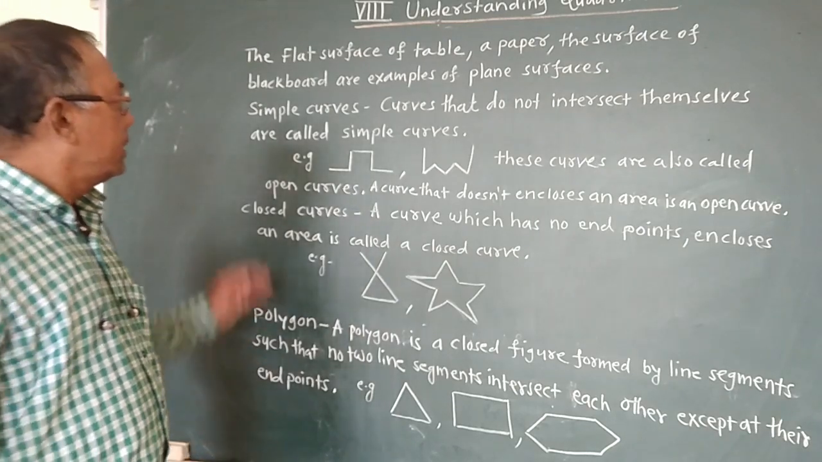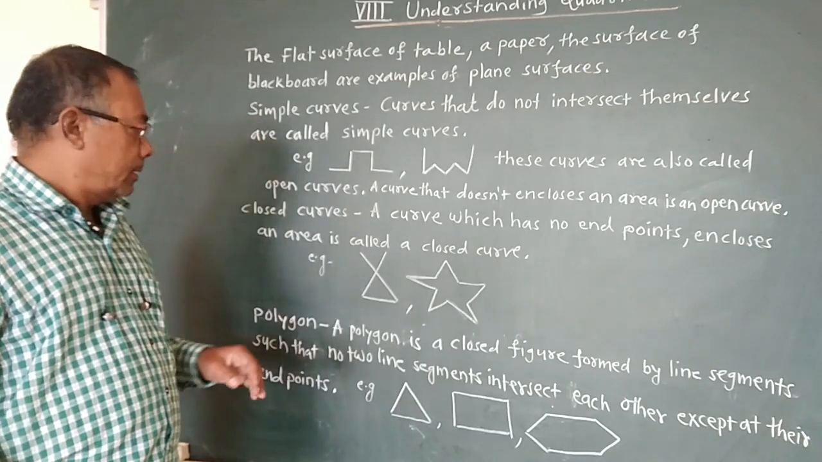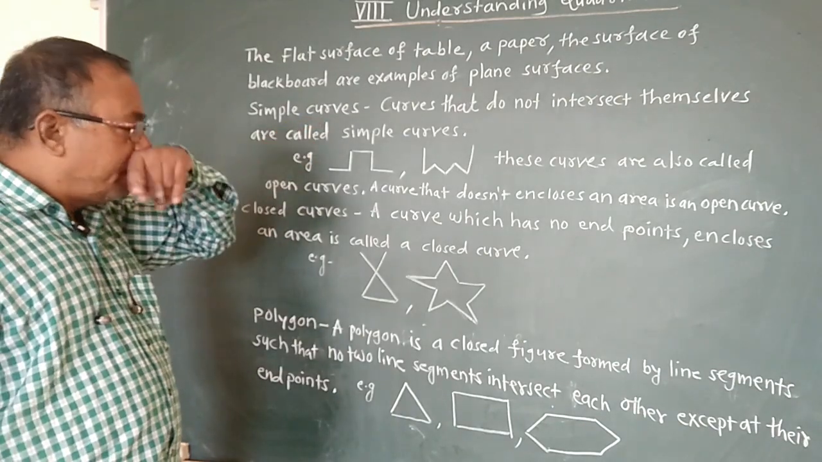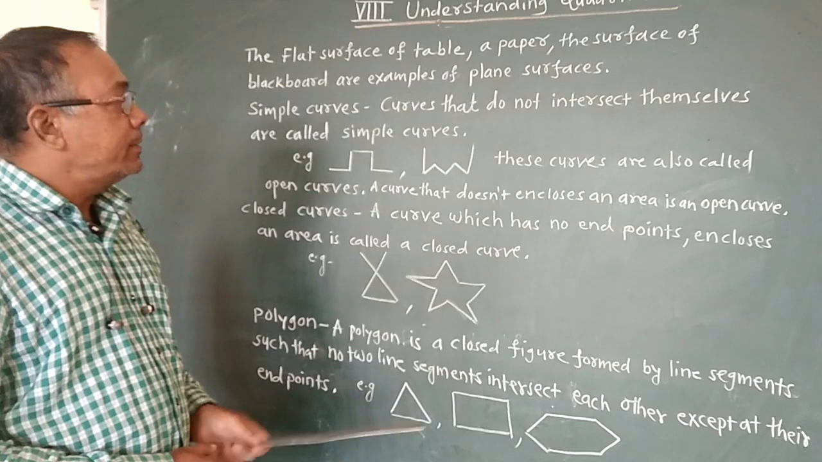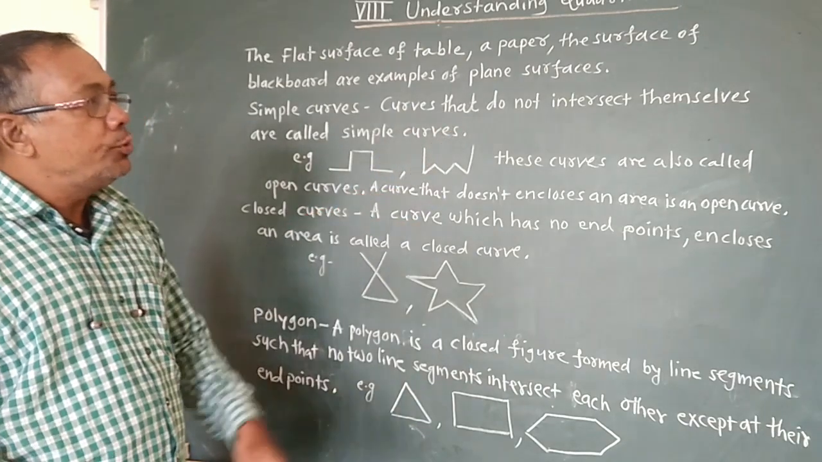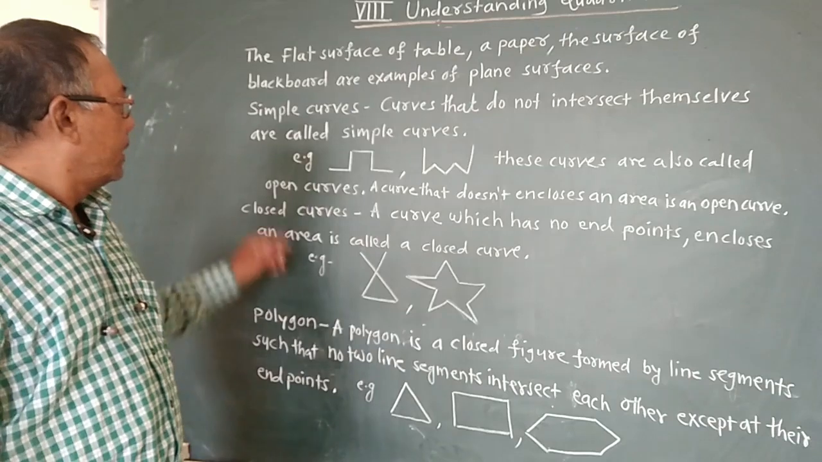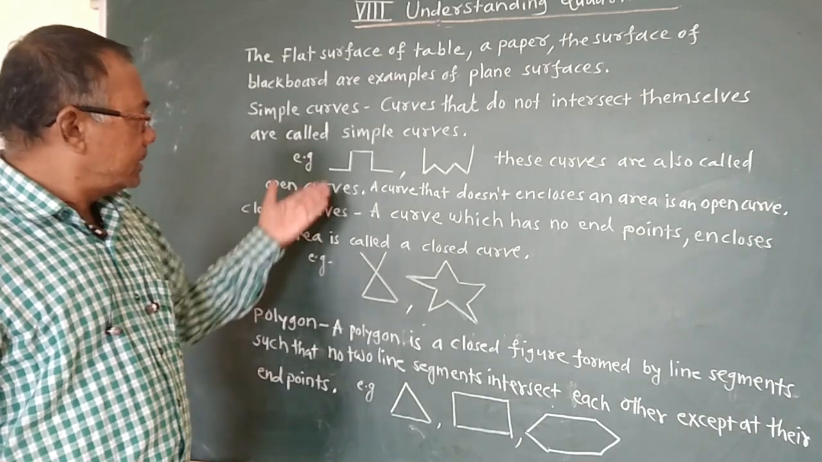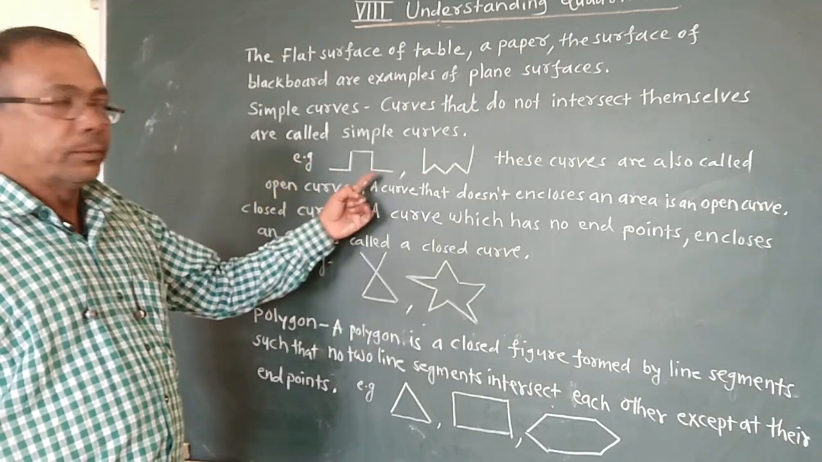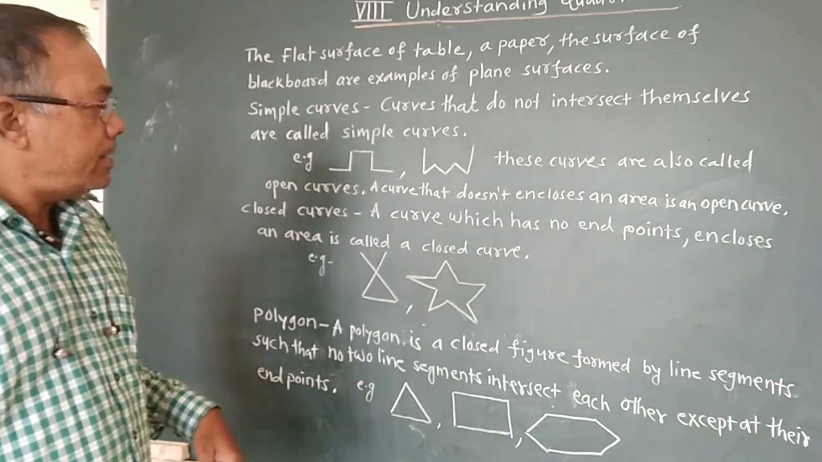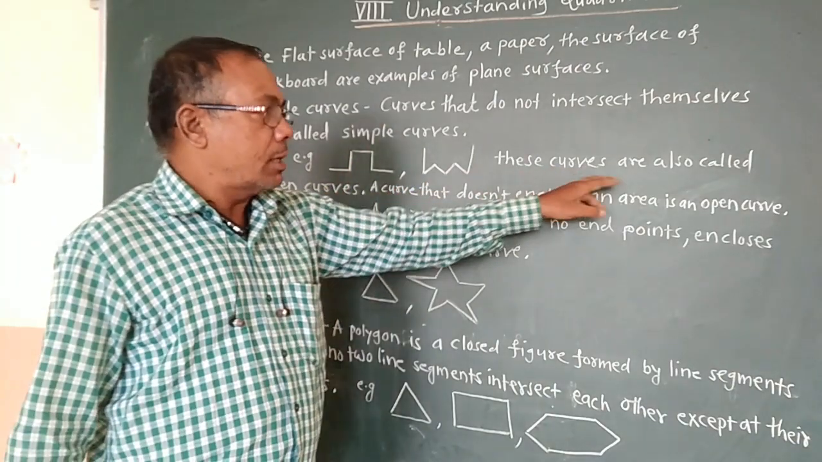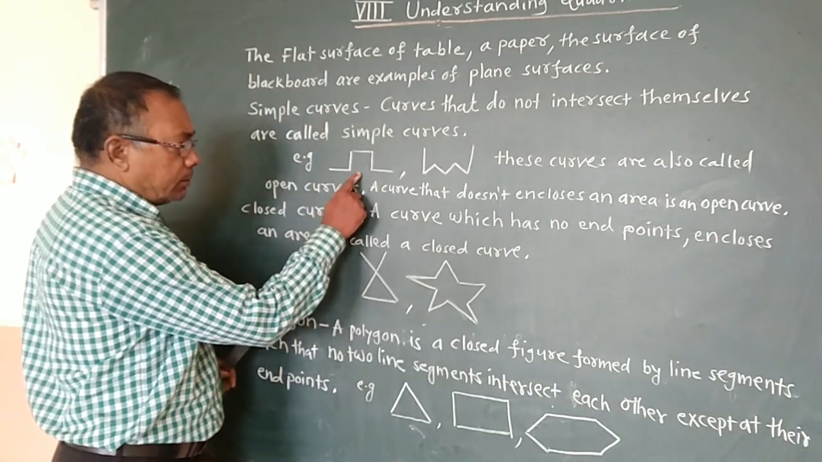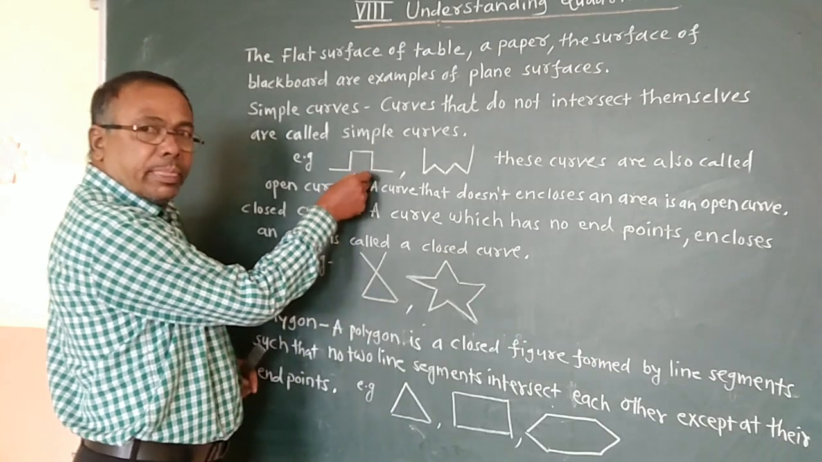Here we have to see the curves, that is simple curves. The definition of simple curves is that the curves that do not intersect themselves are called simple curves. Means these are the curves, and these two curves are also called open curves. Here the curve is not closed, means they are open.